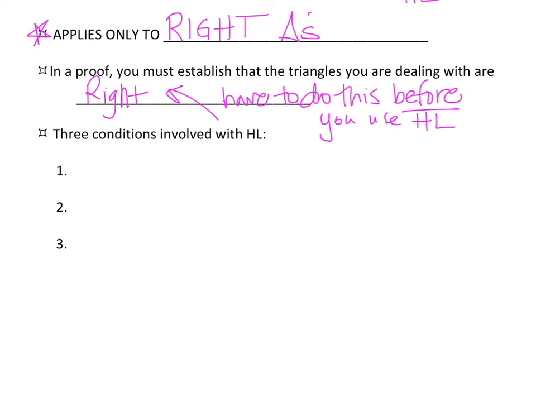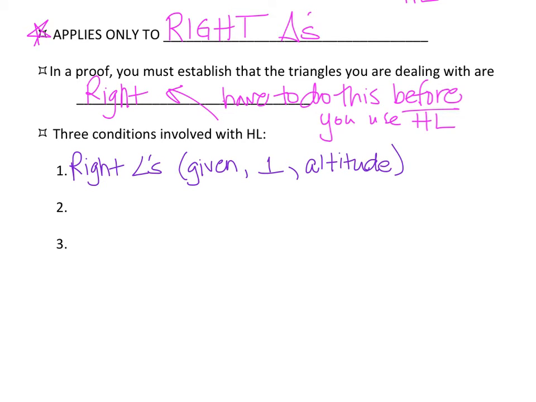First is you have to have right angles. You probably already figured that was one of them. You have to have a right angle to have a right triangle. So maybe that's given to you. It could be your given. You could have a perpendicular or perpendicular lines. Those give you right angles. Or maybe you have an altitude in your triangle.